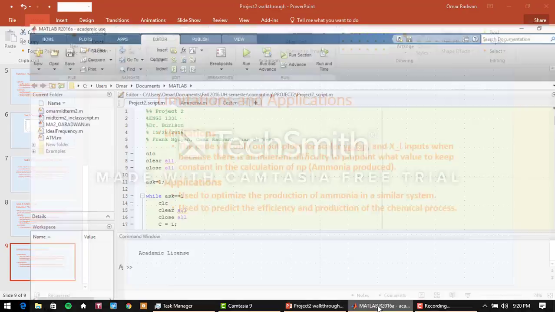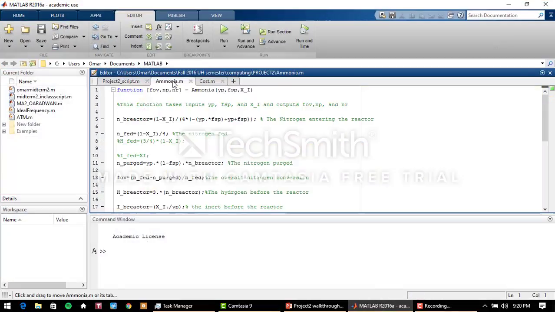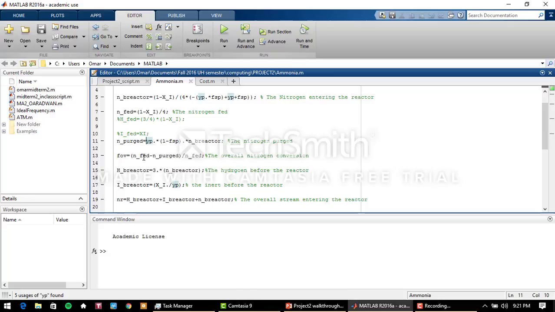This is the ammonia function, which is the first function I mentioned in tackling task four. Again, we have FOV, NP, and NR, and it gives the relationships. This is the nitrogen before the reactor, which is the relationship we get. From this relationship right here, again, we put all the variables in terms of XI, YP, and FSP. We can then determine NFED. So we know FOV is NFED minus NPurge divided by NFED.